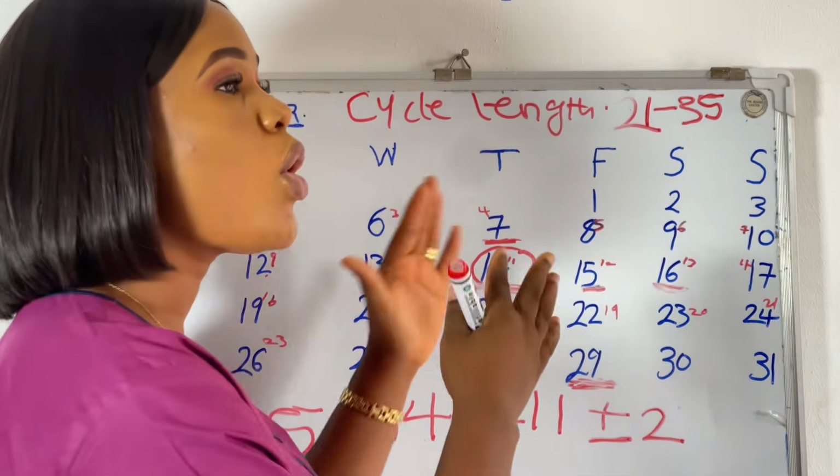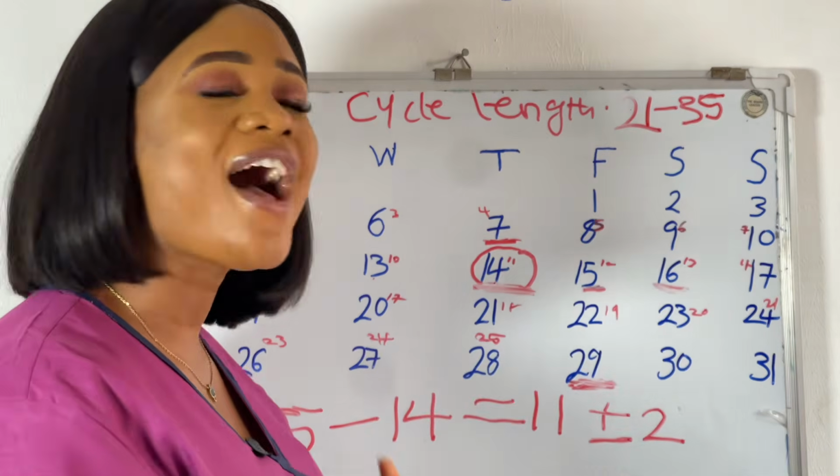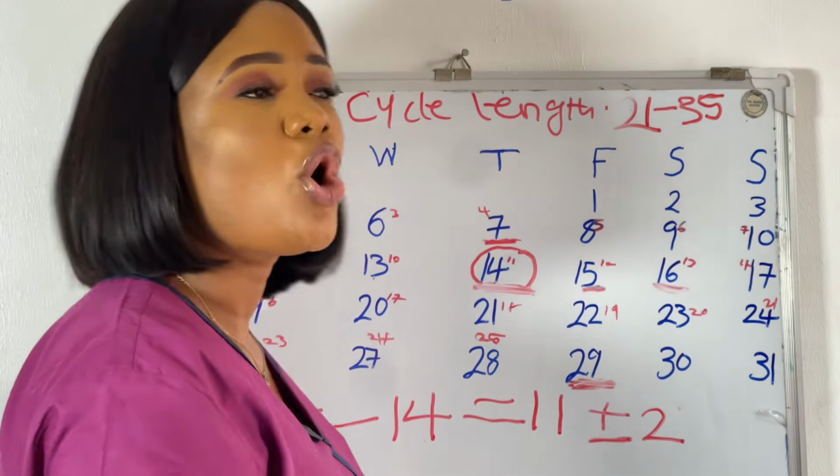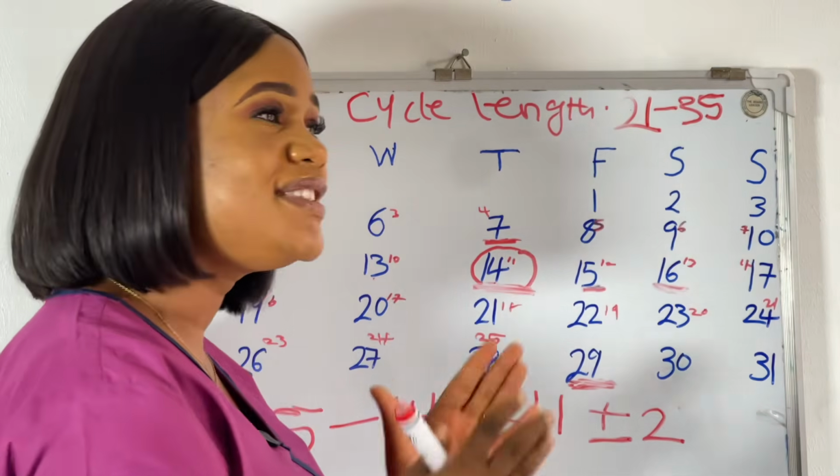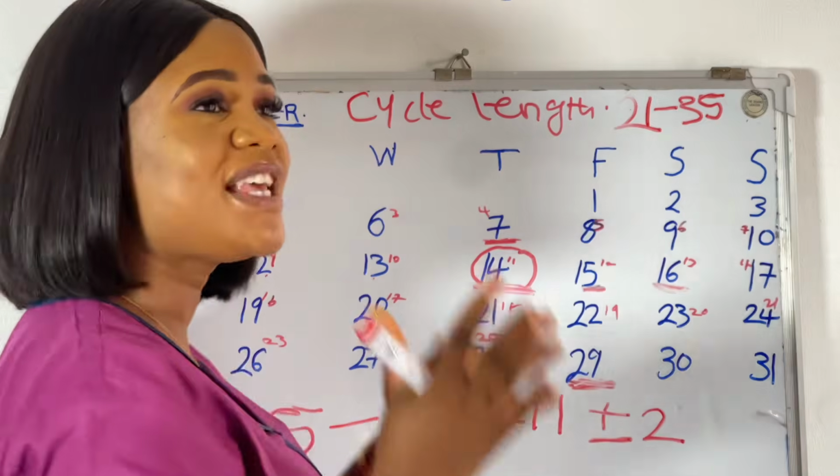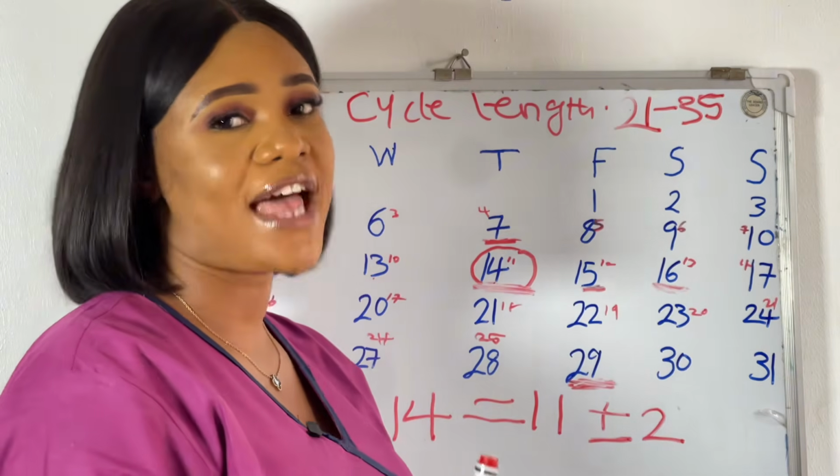If for all these 3 consecutive months you have a 24-day cycle length, or a 25-day cycle length, or a 26-day cycle length, and they were all the same number of days, trust me, that is your cycle length.